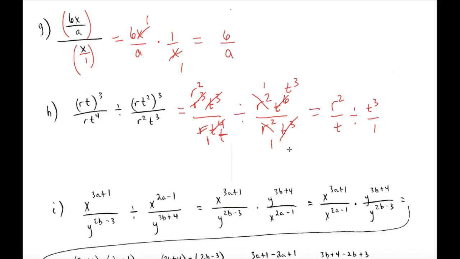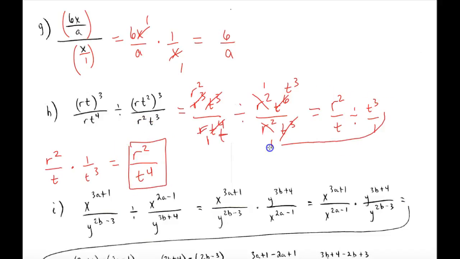And so from here, we could go ahead and do our keep change flip. Okay, so I'm going to come over here and do that now. So that'll be R squared divided by T times 1 over T cubed. And once that's done, then we just have R squared in the numerator. T raised to the 1 times T raised to the 3 is T raised to the 4. So this would be our final answer here, after we come here and do this.